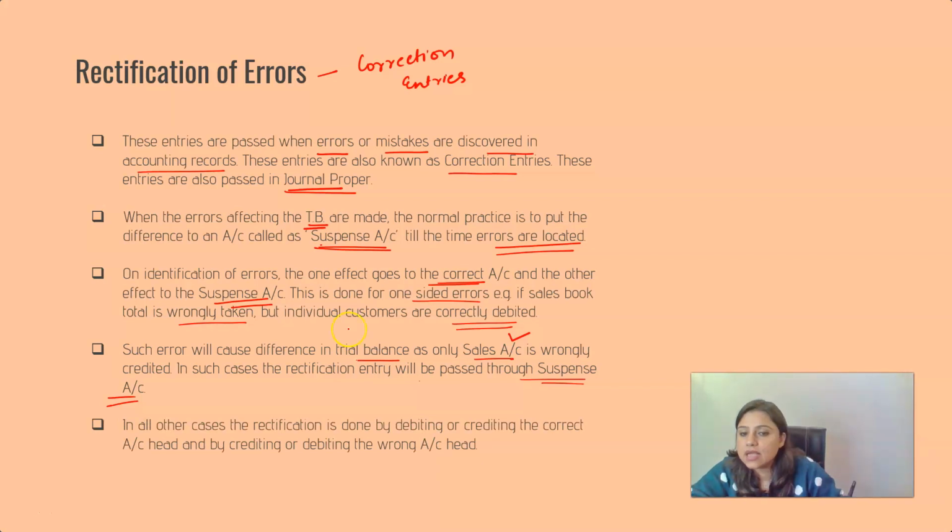In all other cases, rectification is done by debiting or crediting the correct account head, and by crediting or debiting the wrong account head. So the reverse impact will be given. Initially you find the errors that are affecting the trial balance. You put all those entries in one account, the suspense account, and as and when you realize the mistake, you take that particular transaction and give it a reverse impact, so that the transaction is correctly recorded and reflected in the trial balance, and also to nullify its impact in the suspense account.